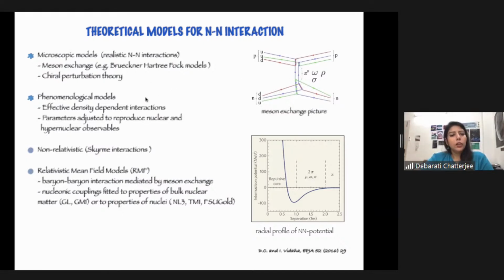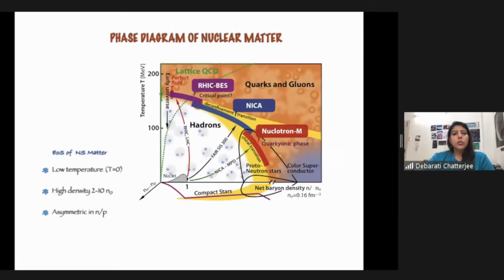The other type of model are called phenomenological models. Phenomenological, in general, means that the models have some parameters, and these parameters are adjusted so as to reproduce nuclear observables that are actually seen in experiments. Okay. So now let me explain to you why only this information coming from nuclear experiments is not enough to be able to explain everything in neutron stars.